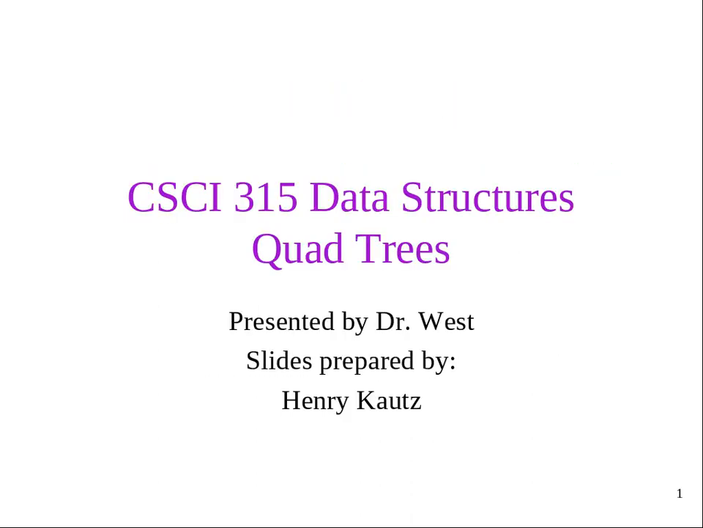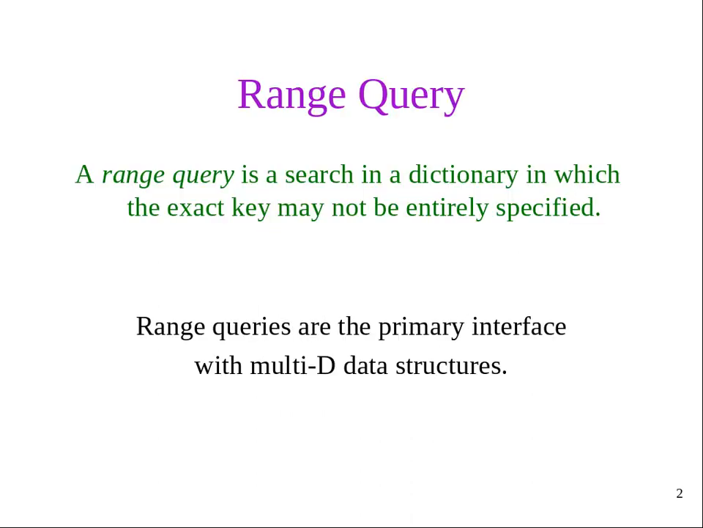All right, so yeah, quad tree. But before we start talking about quad trees, let's go over at least some type of use case that makes sense. So a range query is a search in a dictionary in which the exact key may not be entirely specified. Well, that's a fun definition.